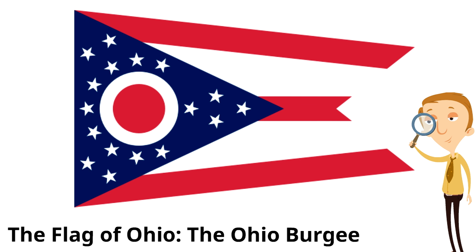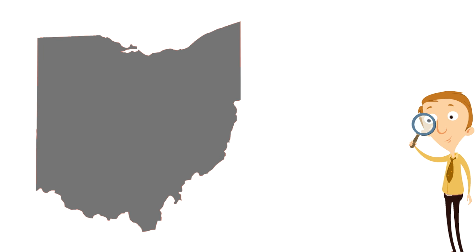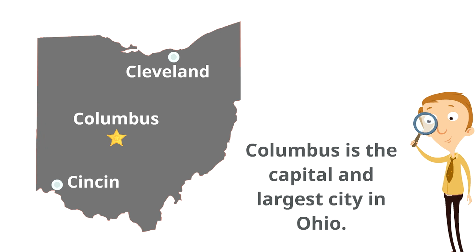Isn't that cool? It's a pretty cool flag. You know, it's not rectangular. It's pretty awesome. It's got red, white, and blue. It's got the O on it. This is the Ohio flag. We hope you're having fun because we're not done yet. Now we're going to look at a couple of really cool places in Ohio. Near the center of the state is the city of Columbus. Columbus is the capital and largest city in Ohio. A couple of other major cities in Ohio are Cleveland to the north and also Cincinnati to the southwest.